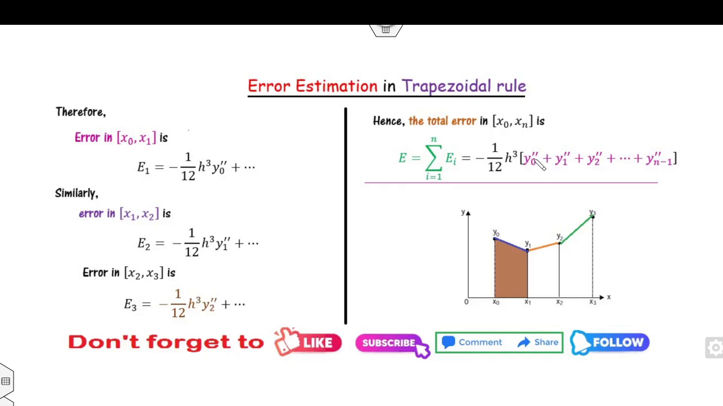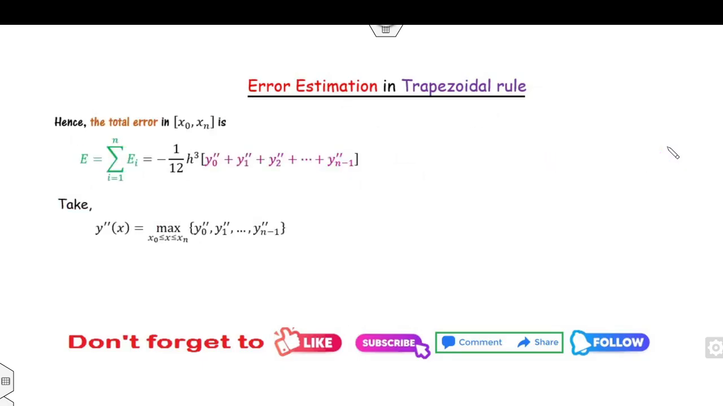Now, what is that? This is y0 double dash, y1 double dash and so on. I can take the maximum value of the y double dash. So I can substitute this expression. E will be minus 1 over 12 h cube.